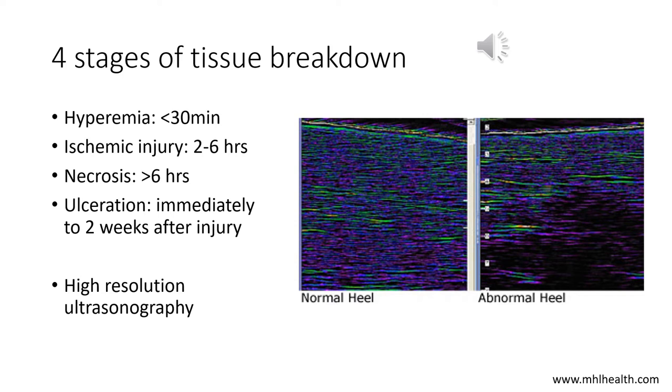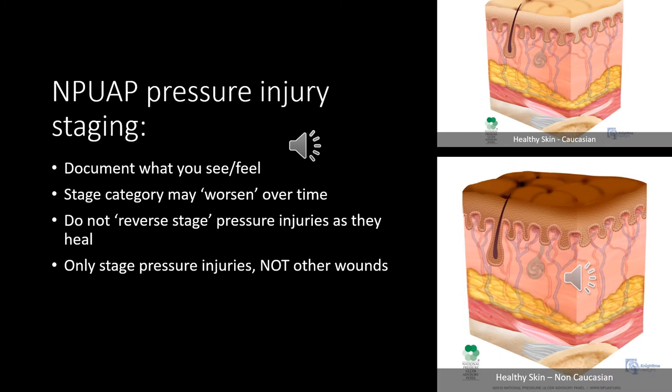And then as I said before, when you look at the abnormal heel on the right, the ulceration on the skin surface might occur fairly quickly, or it may take up to 2 weeks from the initial injury to expose itself on the skin surface. Next, we're going to go through how to stage a pressure injury. You're going to want to make sure that you're able to correctly identify and stage pressure injuries, not only for clinical practice, but we do see this on the board exam quite often.